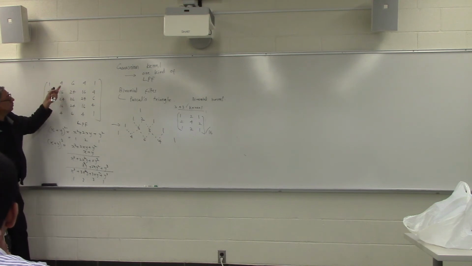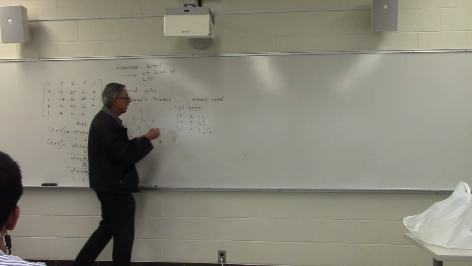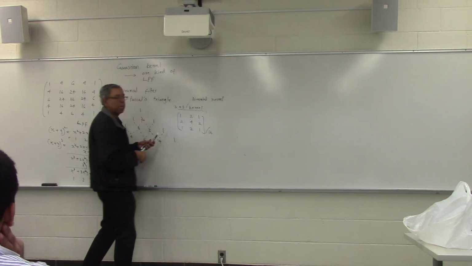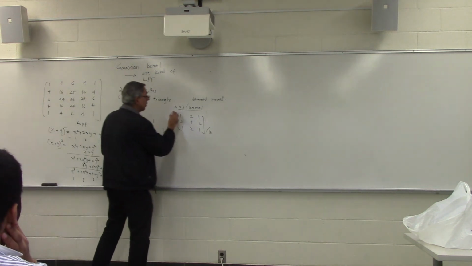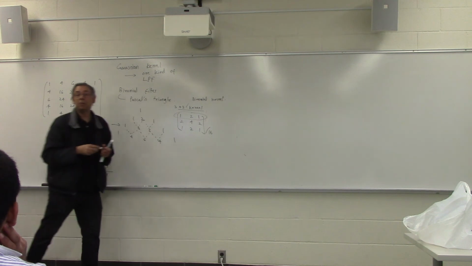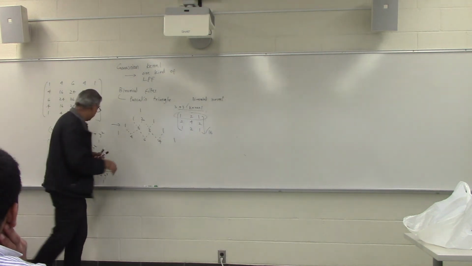So sometimes we use the binomial coefficients to create filters. If you can just remember for the time being, because most of the time we'll use 3 by 3 filters for computational speed up. So for a 3 by 3 filter, the binomial coefficients are 1, 2, 1.